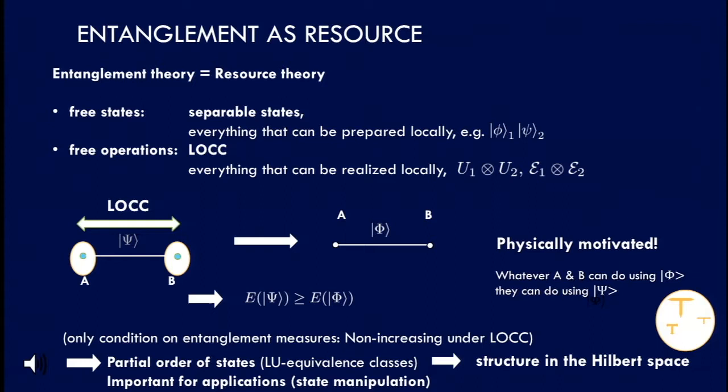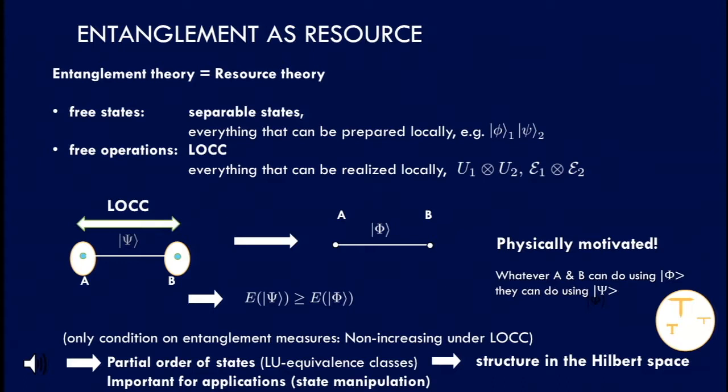Okay? So this also means that if I start with some state psi and I go with LOCC to some state phi, if I can do that with LOCC, this means that this state has to be at least as entangled as this state, no matter what entanglement measure we choose. And in fact, the definition of entanglement measure just has to respect that order. Okay, so an entanglement measure for pure states means any function that fulfills that, whenever I can go from psi to phi, it's not increasing. So it's non-increasing under LOCC.